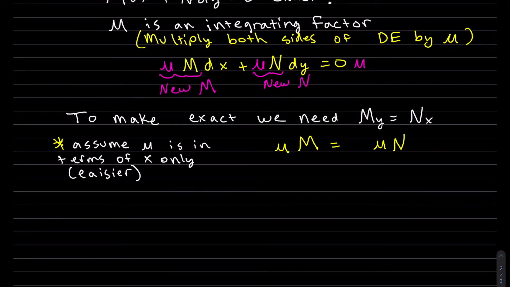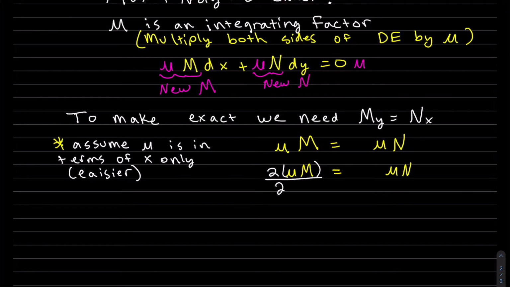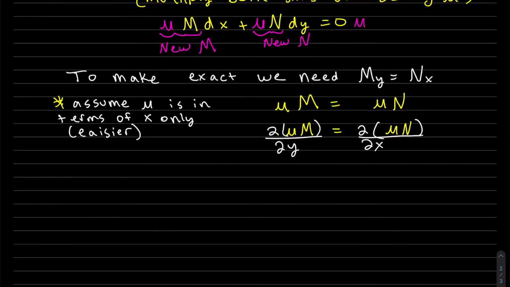We need M y equals N x. So we're going to use our new M and our new N. And we're going to take the partial of it. The left side, the partial in terms of y, and the right side, the partial in terms of x. So this is where we're going to use our note. We're going to assume mu is in terms of x only because it's easier. We don't have to do the product rule over here.